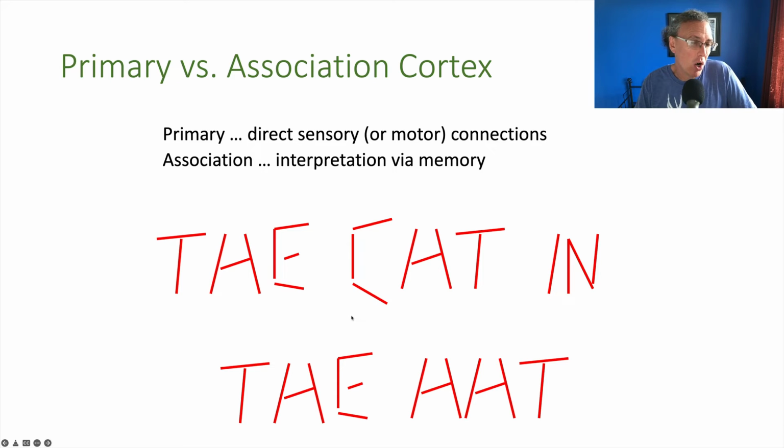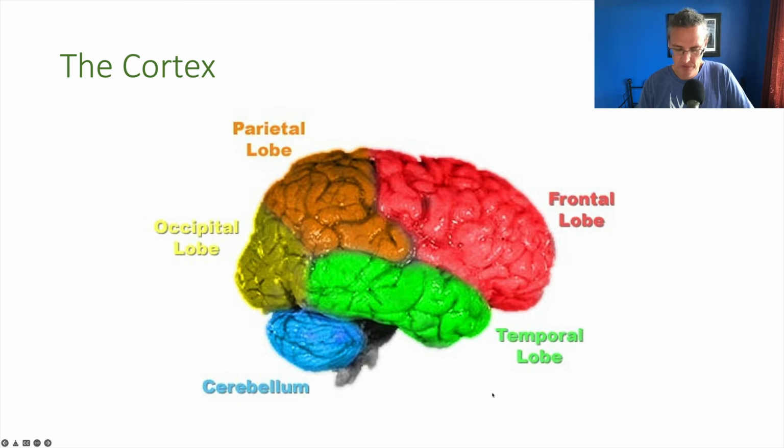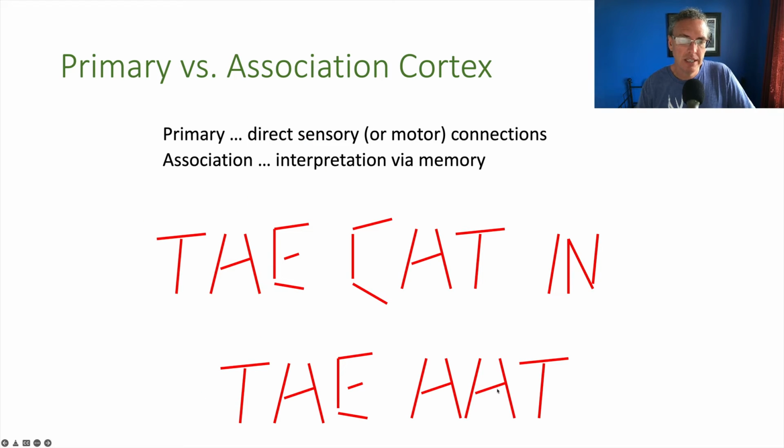At the level of raw input, in fact, this letter is no different than this letter, or this one, or this one, or this one. And you see it most dramatically here in this last word, hat. Our association cortex makes us see that as H-A-T. In reality, the raw input is no different from those two. Why do we see it as an H in some situations and an A in others? Because of this thing that wants to make sense.